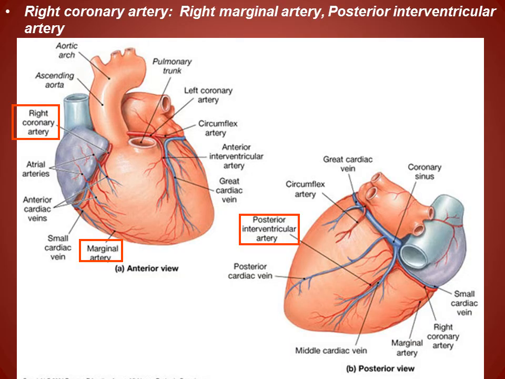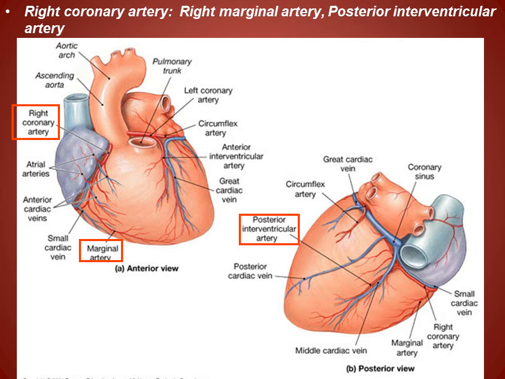In this diagram of the heart, we have both the anterior and the posterior view. On the anterior view, you can see that the right coronary artery is going to separate into the right marginal artery branches and also into the posterior interventricular artery. The circumflex artery, as you can see, wraps around in that coronary sulcus. And then on the posterior view, the major artery you see, once again, is that posterior interventricular artery.